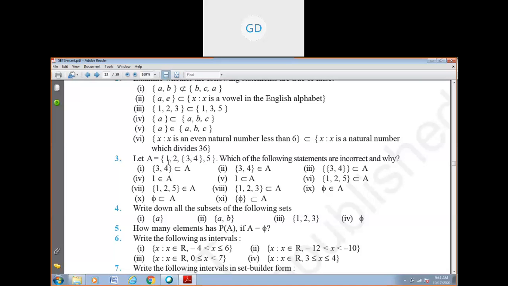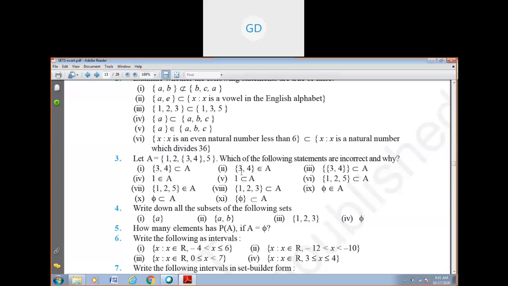So from this given set, we can observe carefully. In sub one, {3, 4} as a subset of A, it is false. It is not correct because {3, 4} within second bracket, as a whole, is present inside A as an element. Since this is an element of A, the belongs-to sign, epsilon, will be here. The subset symbol does not exist here. So {3, 4} as an element is present in A, so the epsilon sign will be here, not subset.